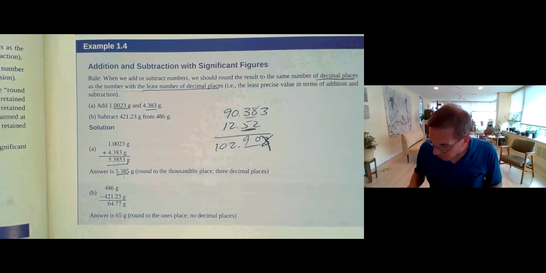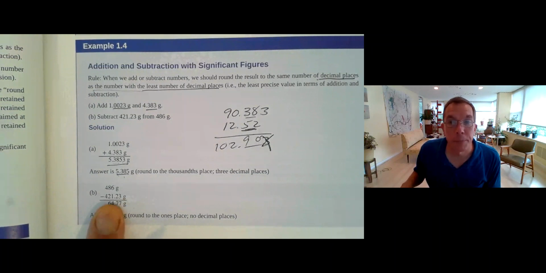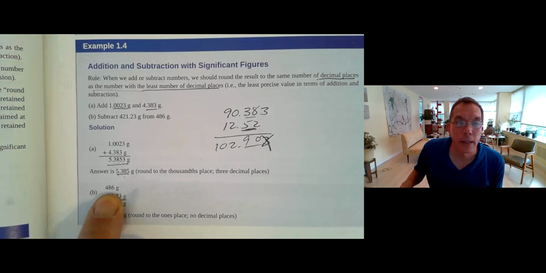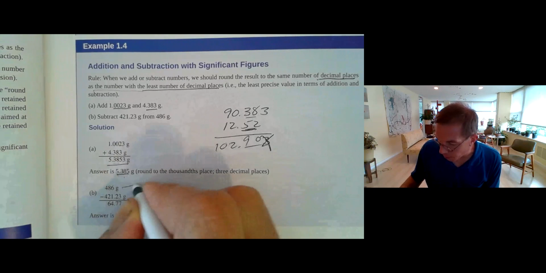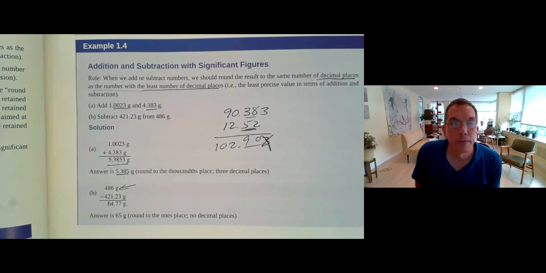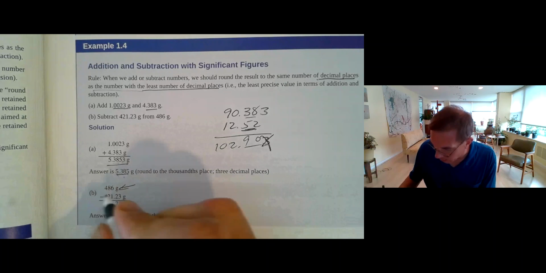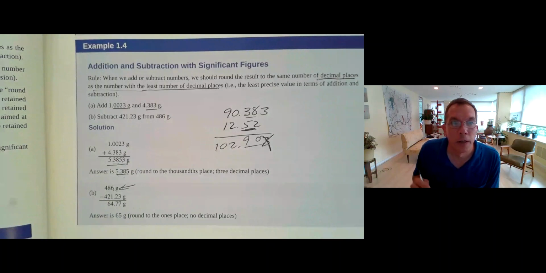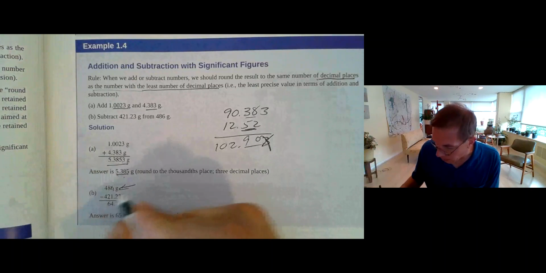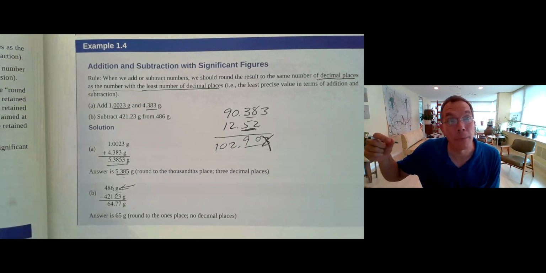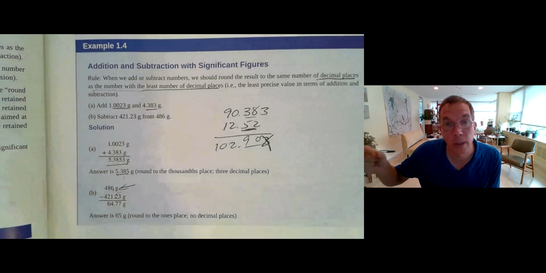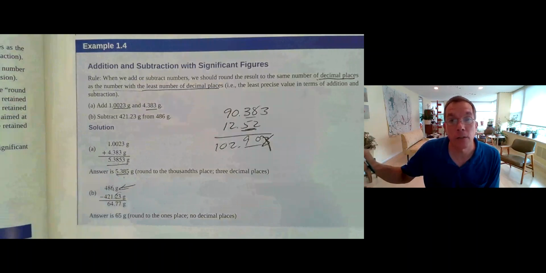Okay. So, here's a good example of that. We're taking 486 and subtracting 421.23. How many decimal places does that number have? Not really a trick question. It doesn't have any decimal places. The decimal is right here. There are no digits reported beyond that, so there are no decimal places. Here we have 2 decimal places, so the least number of decimal places is 0, so we're going to have no decimals in our answer.